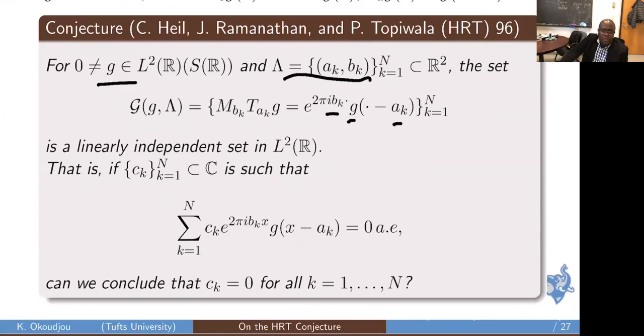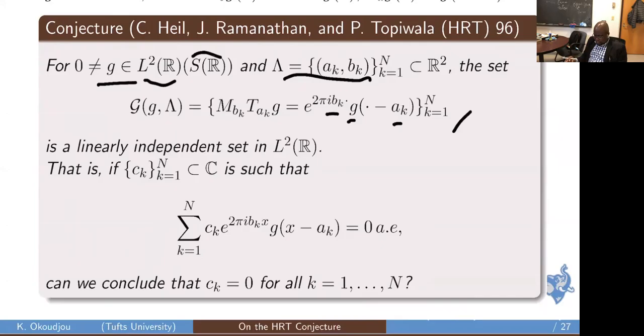So there are two basic data in this statement. There is a function g, and here I'm going to stick most of the time to the case where the function is square integrable. But it's very surprising that even if I assume a lot of smoothness about my function and also a lot of decay, I still don't know if in general these n functions are linearly independent in L^2(R). You can ask the same question in higher dimension, but here I'm just going to stick to the case of a function defined on the real line, and where the points (a_k, b_k) are in two dimensions. So that's the HRT conjecture.